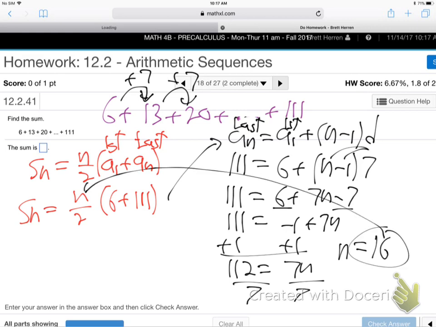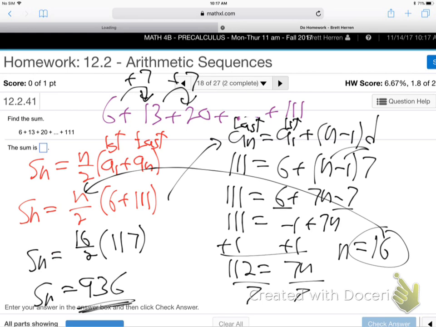Bring that back. Boom. 16 over 2 times 117, and I'm getting 936. All those numbers have to add up to 936. Good on that, questions? All right.